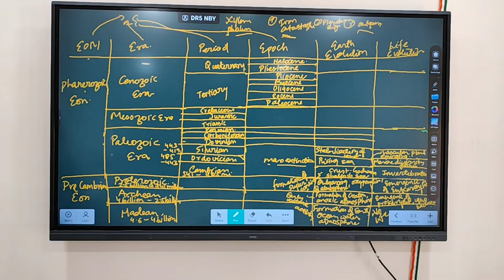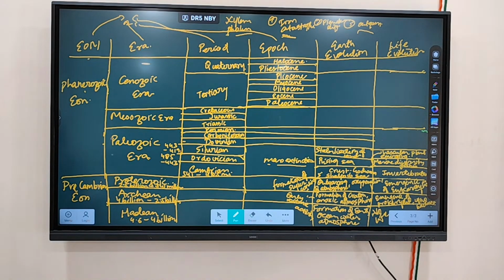So xylem helps in what? From the roots, nutrients move towards the leaves. And whatever food our leaves are preparing will go to the different parts of the plant. Who is taking that food to different parts of the plant? Phloem is taking it.